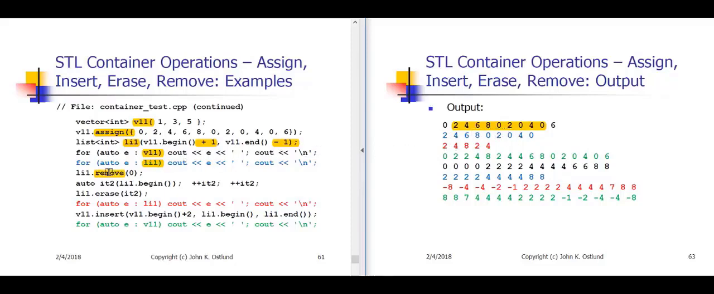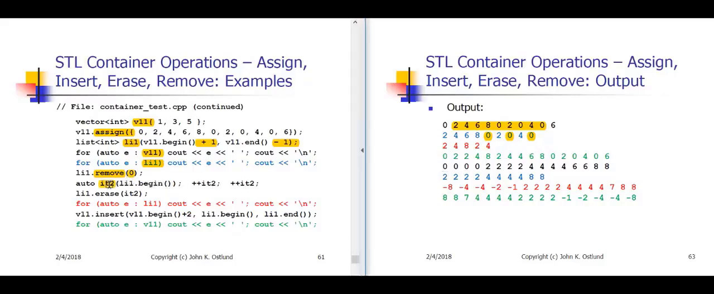Remove for a list or for a forward list can be given a value as an argument, and the list will be traversed. Any occurrences of that value will be removed from the list. So in the case of li1, these 3 zeros are going to be removed from the list. So the list contains 2, 4, 6, 8, 2, 4.